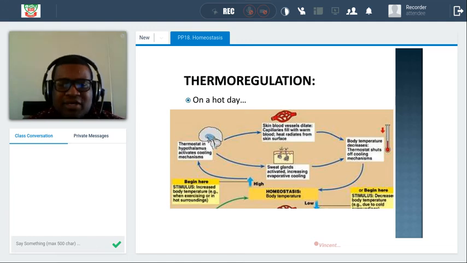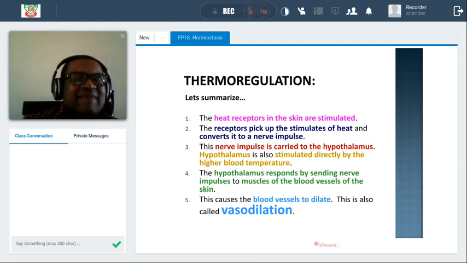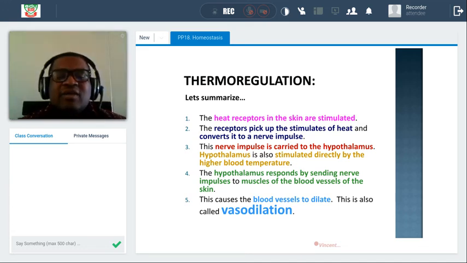So on a hot day, what happens? The heat receptors of the skin are stimulated. The receptors pick up the stimulus of the heat and convert it into nerve impulses. These nerve impulses are carried to the thermoregulatory center of the brain, which is the hypothalamus, and it is also stimulated by the higher blood temperature, like when you are doing sport, when you are running. So the hypothalamus responds by sending nerve impulses to the muscles of the blood vessels of the skin.